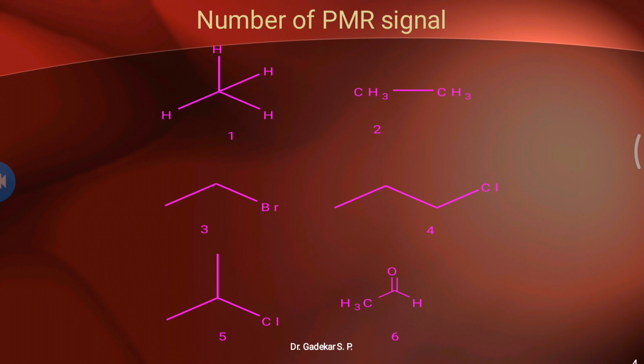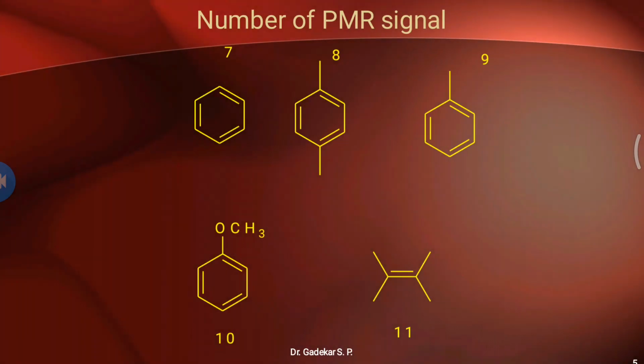Similarly, sixth, acetaldehyde. These are CH3 and CHO, so there are 2 chemically non-equivalent types of protons. For CH3, one signal is produced, and the second is for the CHO. So this sixth example gives 2 PMR signals.